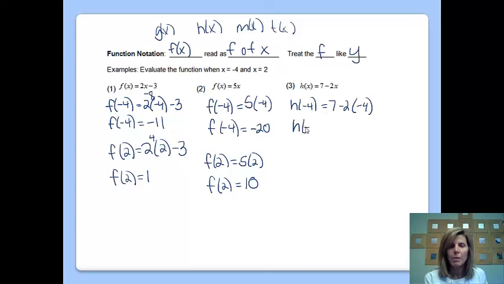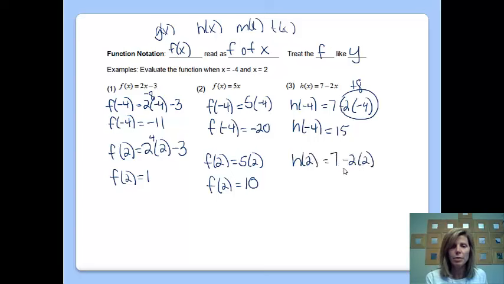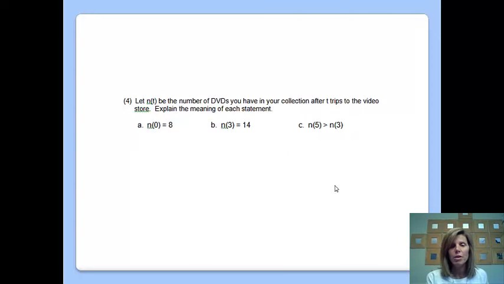So here we go. Following my order, I'm going to put h of -4 equals, following my order of operations, I do need to do this first. -2 times -4 is a +8, so 7 plus 8 is 15. So h of -4 is 15. And then h of 2 equals 7 minus 2 times 2. So I'll have h of 2 equals, again, we get to do the multiplication first, so 2 times 2 is 4, 7 minus 4 is 3. So there we go for that.